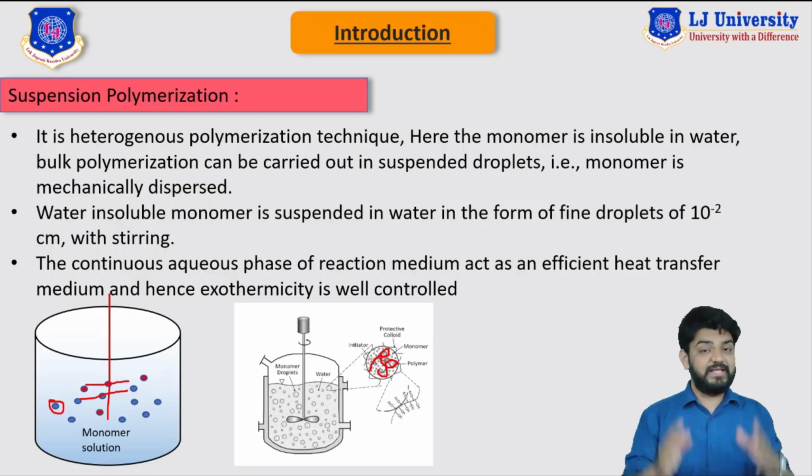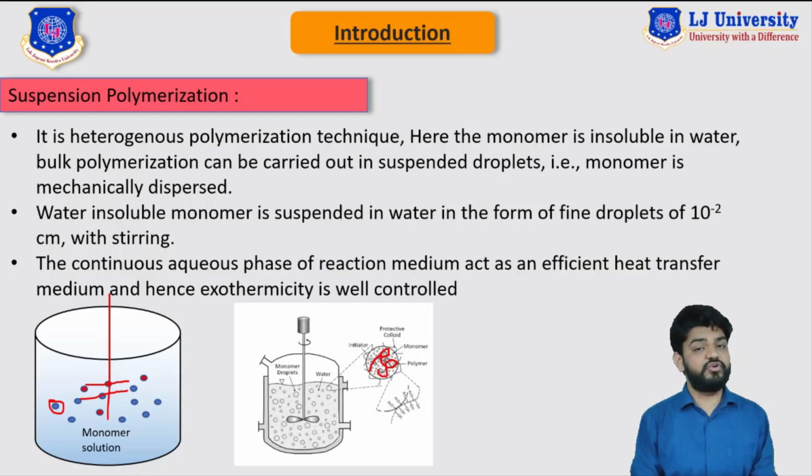We will see you in the next video, where we are going to discuss the last technique of polymerization, and that is emulsion polymerization, which is again very important from the exam point of view. An entire question on emulsion polymerization can be asked for 7 marks.